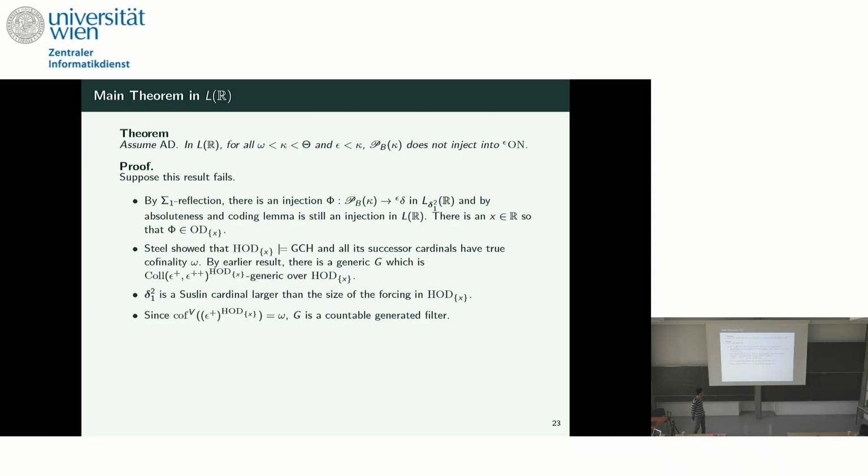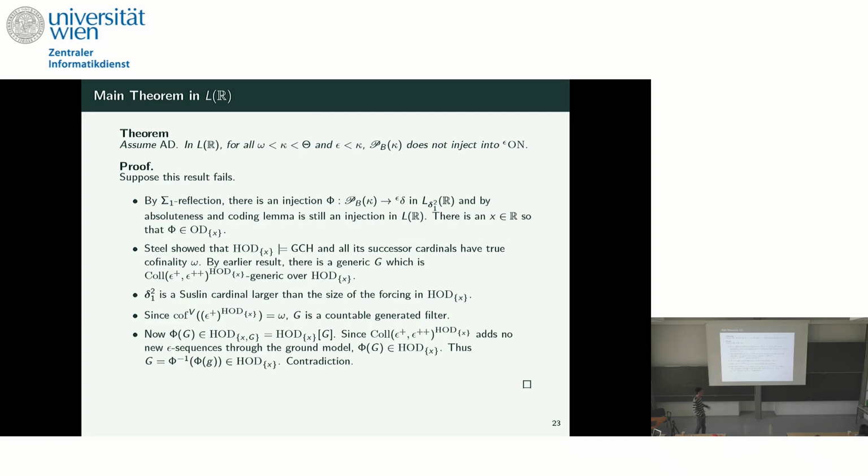So then we can use the capturing result we just proved. Again, this is just like that other result from before. Phi of g is clearly OD from x and g, so it belongs to HOD_{x,g}, which by our capturing result is HOD_x adjoin g. This forcing adds no new epsilon sequence, and phi of g is an epsilon sequence, so it has to belong to the ground model HOD_x. And if phi of g is OD_x, then phi inverse of phi of g is also OD_x, so g is OD_x, and hence g belongs to the ground model HOD_x. And again, you get a contradiction by getting the generic into the ground model.